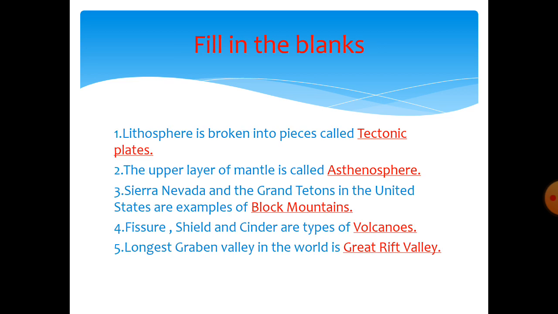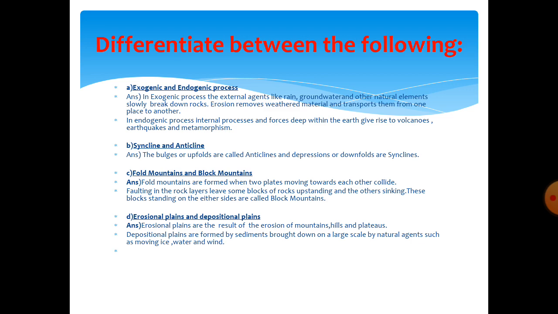Now the next is fill in the blanks. Lithosphere is broken into pieces called tectonic plates. The upper layer of the mantle is called asthenosphere. Sierra Nevada and the Grand Tetons in the United States are examples of block mountains. Fissure, shield and cinder are types of volcanoes. The longest graben valley in the world is the Great Rift Valley.